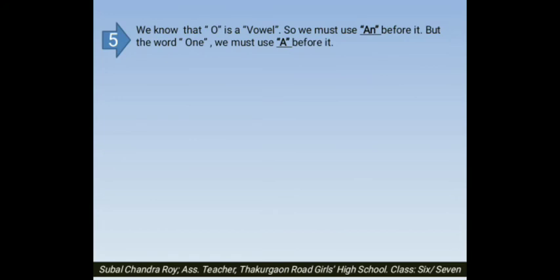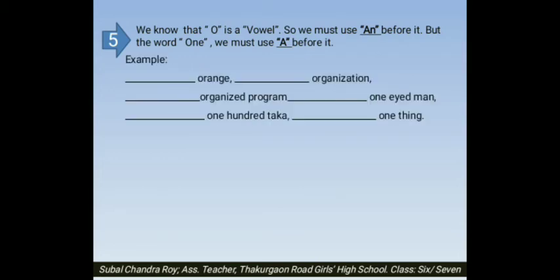Dear student, here we can see, we know that O is a vowel, so we must use an before it. But the word one, we must use a before it. Okay, if we get the word one, we have to use a before one. Okay, dear student, let's go to the example, please. An orange. Okay, dear student, an organization, an organized program.